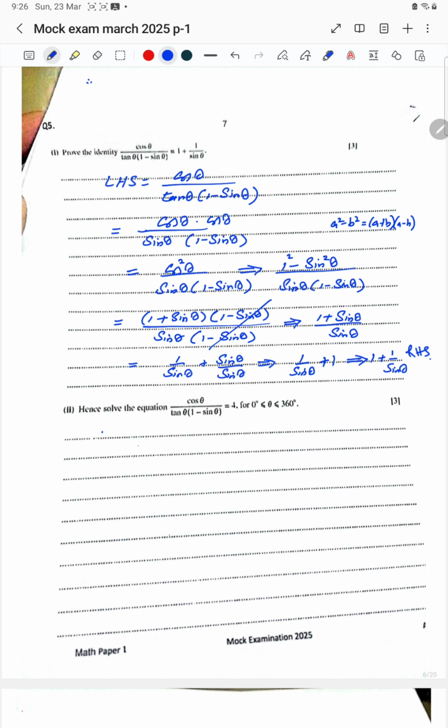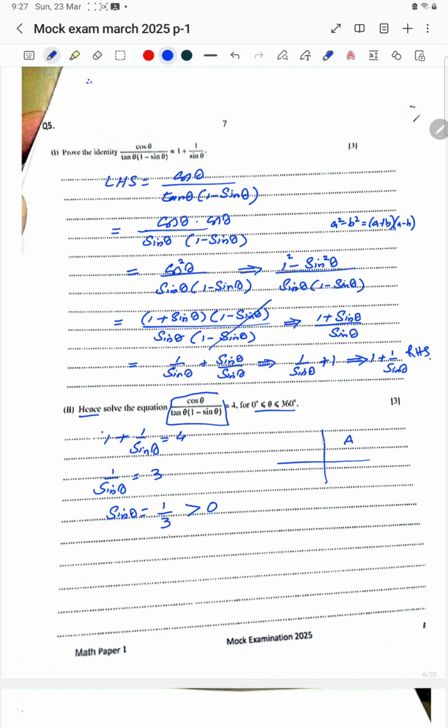So part 2 of the question, hence solve the equation. This is the same as the one we proved. 1 plus 1 over sin theta is equal to 4, and the domain of the angle is from 0 till 360. Here we have 1 over sin theta equals 4 minus 1, which is 3. So sin theta will be 1 over 3, and it is positive.